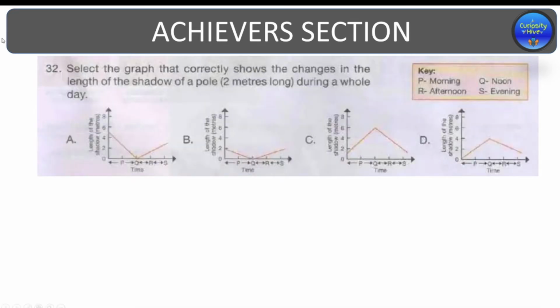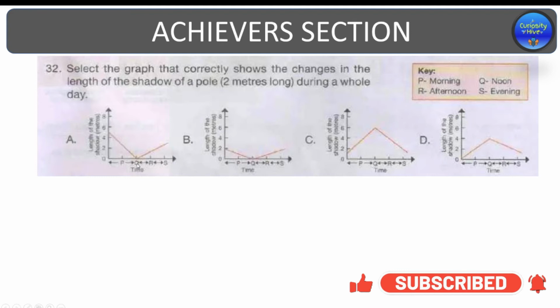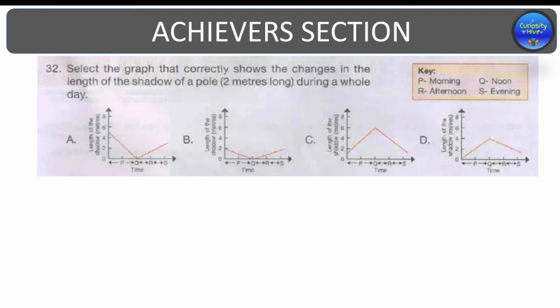Next question. Select the graph that correctly shows the changes in the length of the shadow of a pole, which is 2 meters long, during a whole day. And in the graph shown, the x-axis shows P, which is the morning time, Q, which is the noon, R, which is the afternoon time, and S, which is the evening. So are you able to compute this? Well, there is a tricky part here.